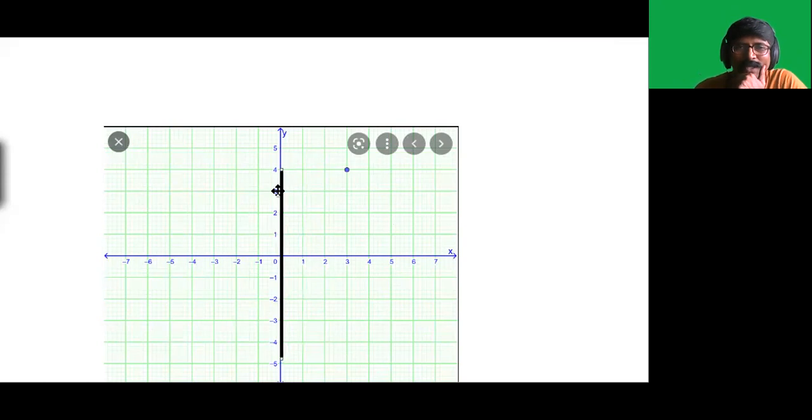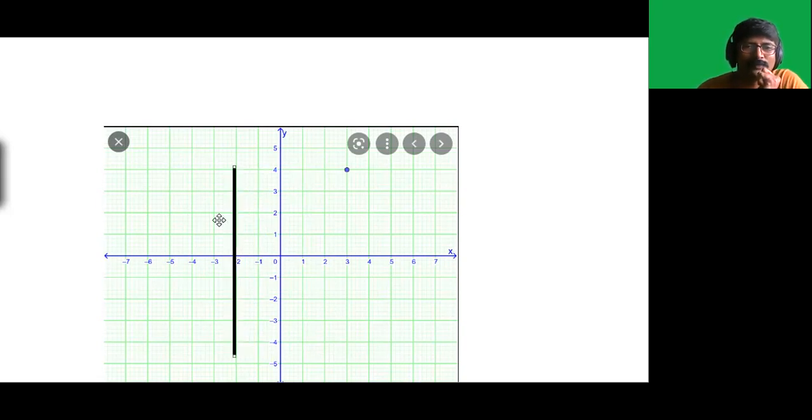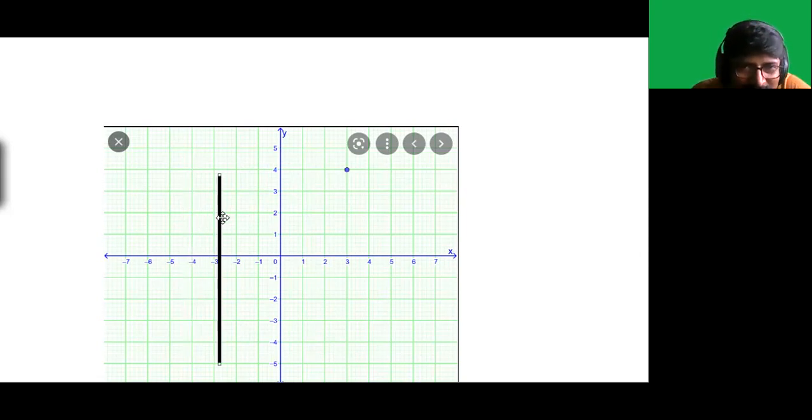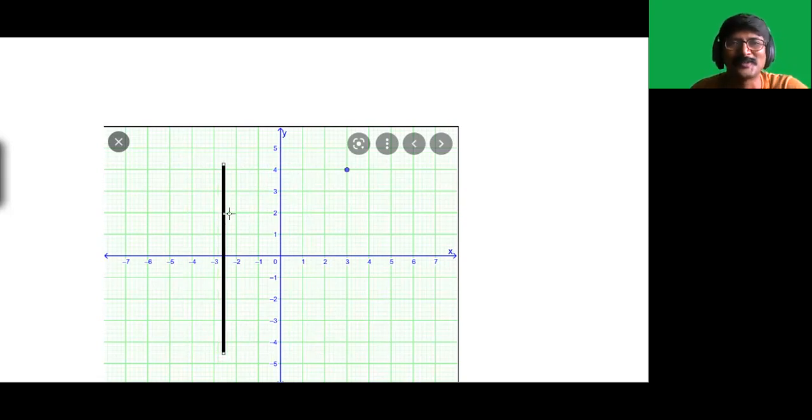What is the equation of the y-axis? x = 0. What is the equation of the line which is just 1 centimeter on the negative side? x = -1. Then x = -2, x = -3. What is the equation of this line? x = -4. Perfect. What if it is exactly in between over here? x = -2.5.